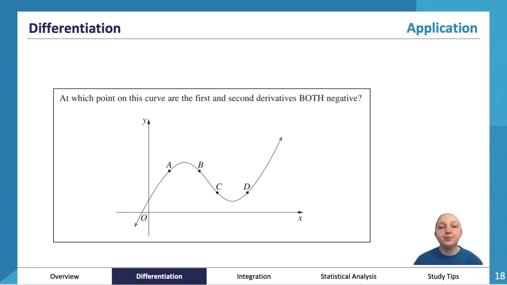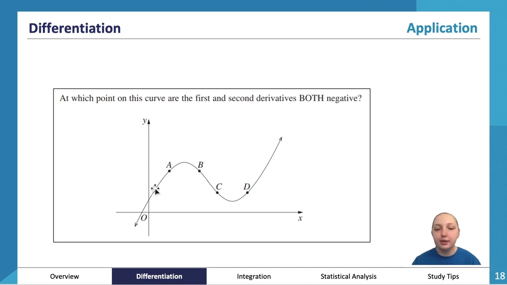So, at which point in the curve are the first and second derivatives both negative? This is an example of a multiple choice question you might see. So we've got A, B, C, and D. Let's first think about the first derivative, and our first derivative is looking at gradients. If we have a negative gradient, then we're going to have a negative derivative. So the first thing we want to see is which points have a negative gradient.